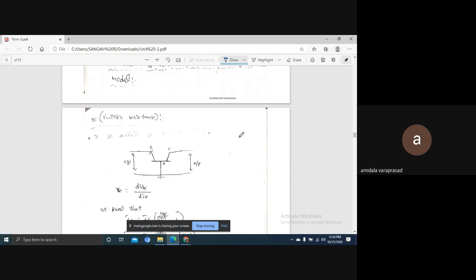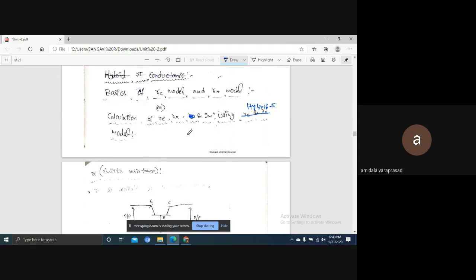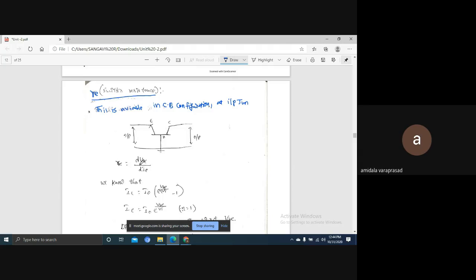Here, first I am going to write RE. This is RE, available in CB configuration at the input junction. Now RE is equal to, resistance is equal to voltage by current. Input voltage is VBE or VEB, and input current is IE.